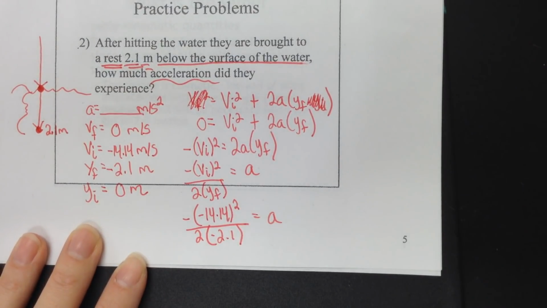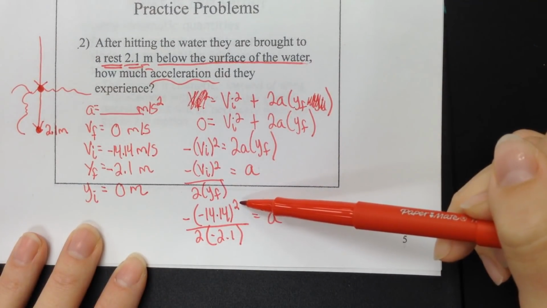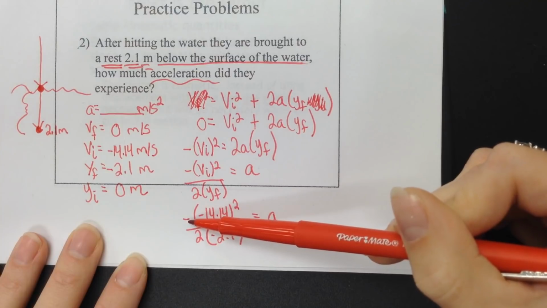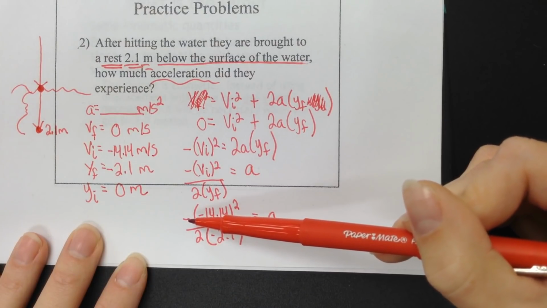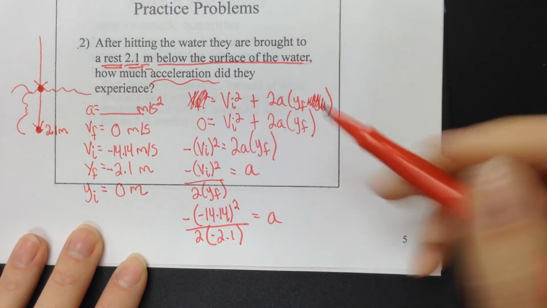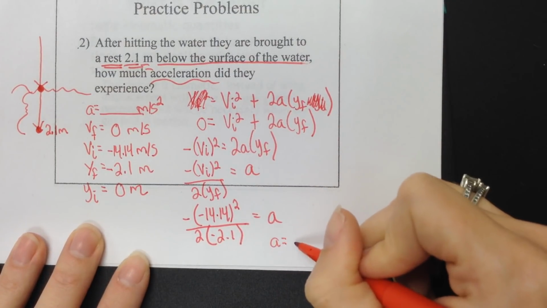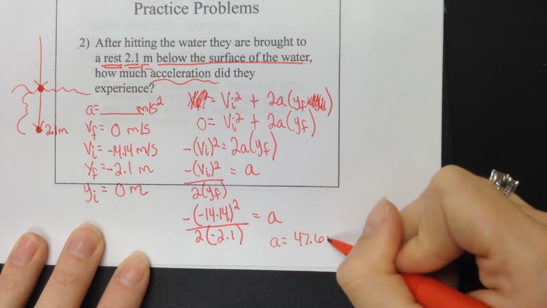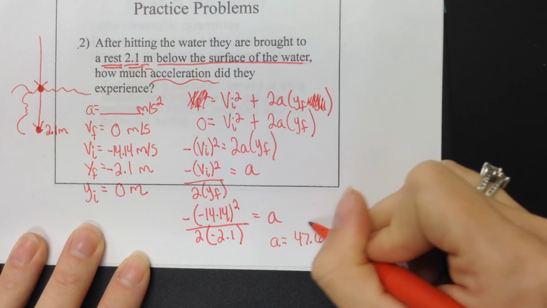And if you work that out, be careful here. This negative squared does become a positive, but you still have that negative on the outside of the parentheses. So technically you still end up with a negative divided by a negative, and your acceleration does come out then to be positive, 47.6 meters per second squared.